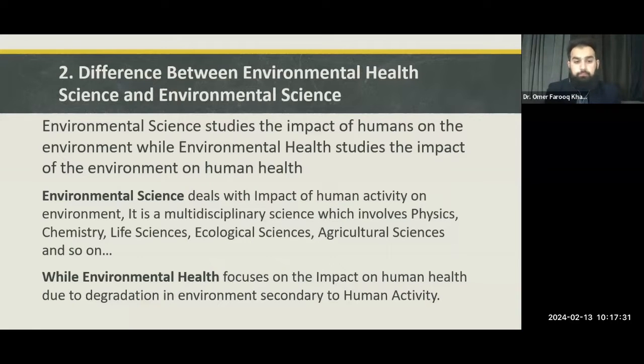While at the same time, when we talk about environmental health science, environmental health focuses on the impact on human health due to degradation in environment secondary to human activity. Mostly it's just like that.